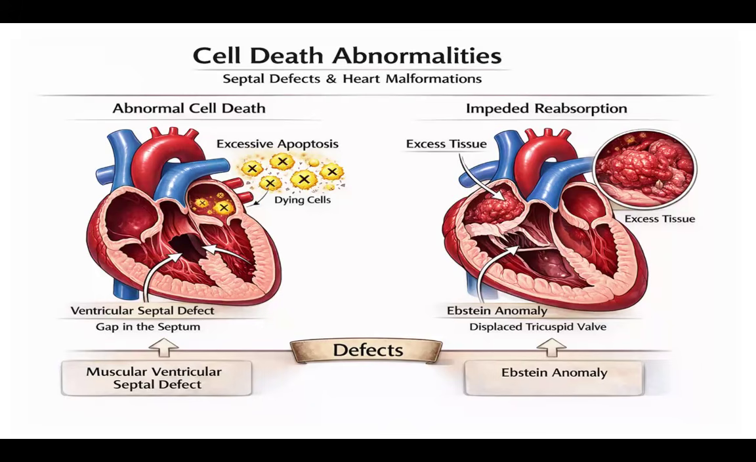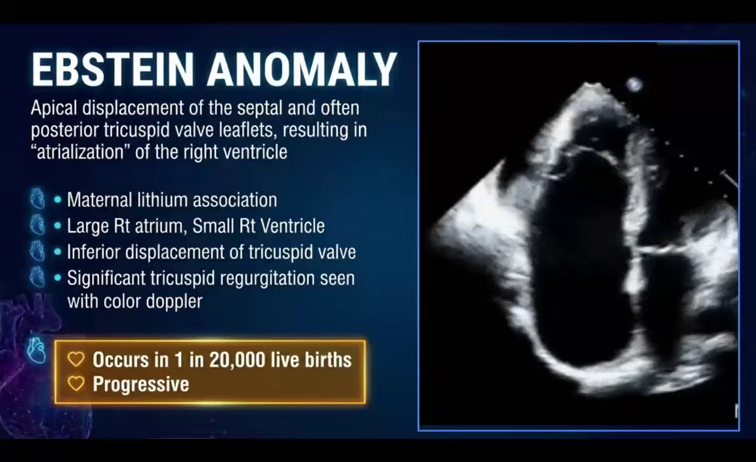Now, what if there's too much of that tissue? If there's an excessive amount of that tissue, then this will lead to Ebstein anomaly. This excess tissue causes the displacement of the tricuspid valve, which we know to be up in the apex region. So let's look at Ebstein.